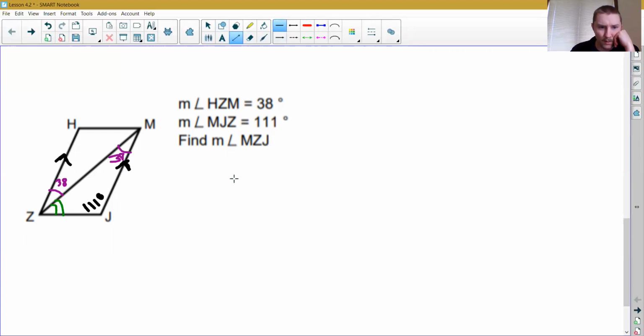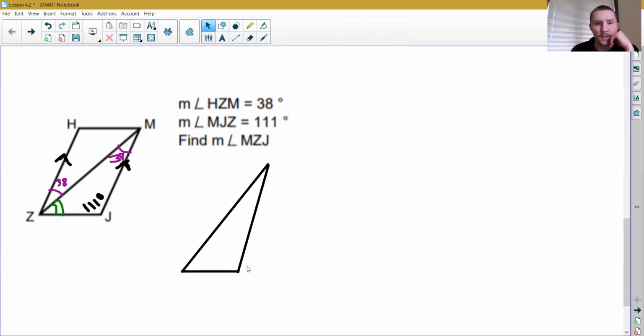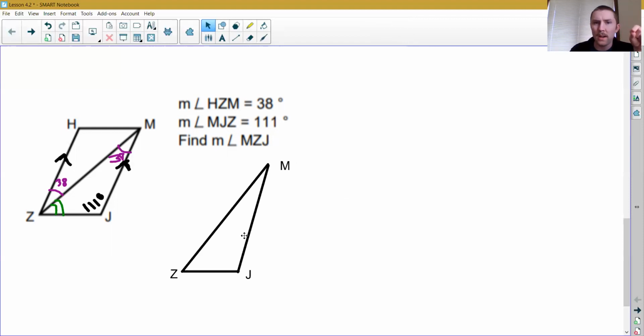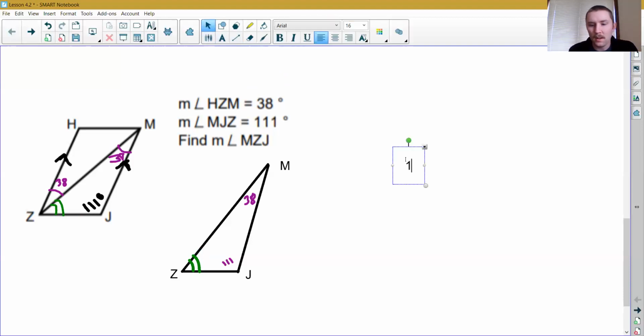Now I'm going to take out the triangle in the picture, which looks like this, where this is J down here. That's J, and this one over here is Z, and up here we have M. So in this triangle, what do I know? I have a 111 degree angle here, and up here I have a 38 degree angle. In every triangle I've ever seen, the 3 angles all together have to make 180. I'll do this angle in green, because the other angle in my triangle is the angle they were asking me to find. It's this angle right here. So I can simply do 180 minus 111 minus 38 and figure out what that equals.